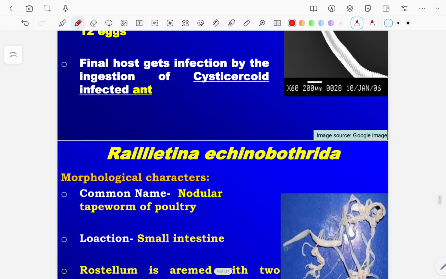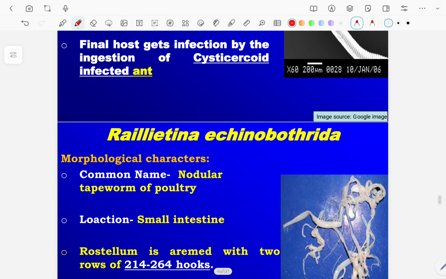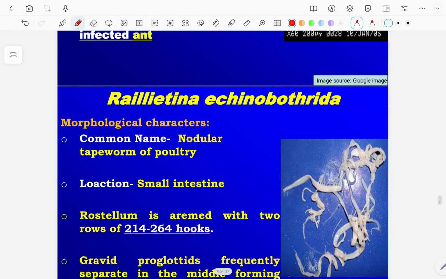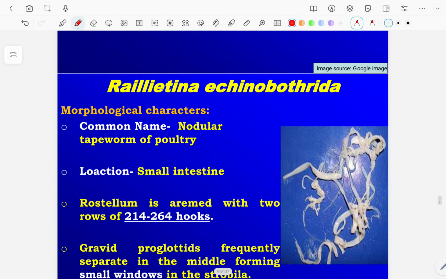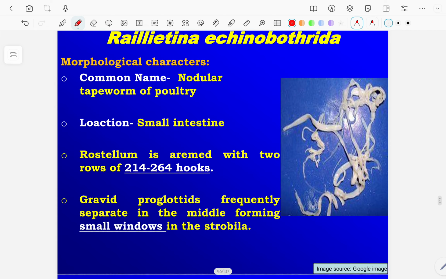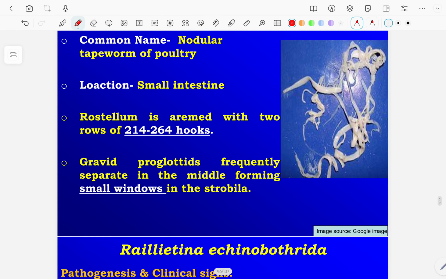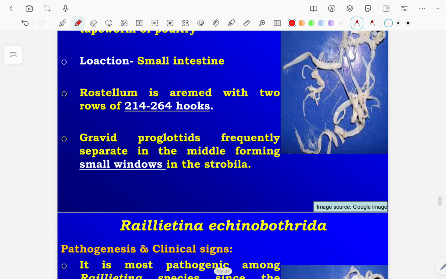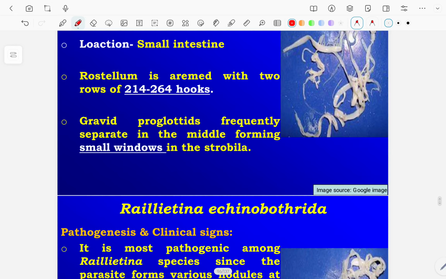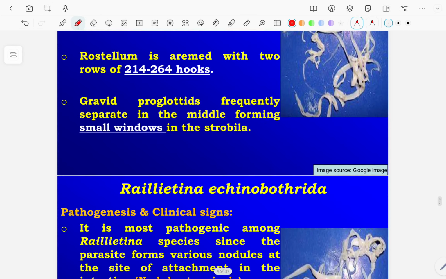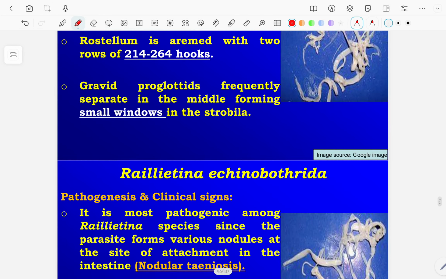Raillietina echinobothrida. Morphological characters: common name, nodular tapeworm of poultry. Location: small intestine. Rostrum is armed with two rows of 240 to 264 hooks. Gravid proglottids frequently separate in the middle, forming a small window in the strobila.